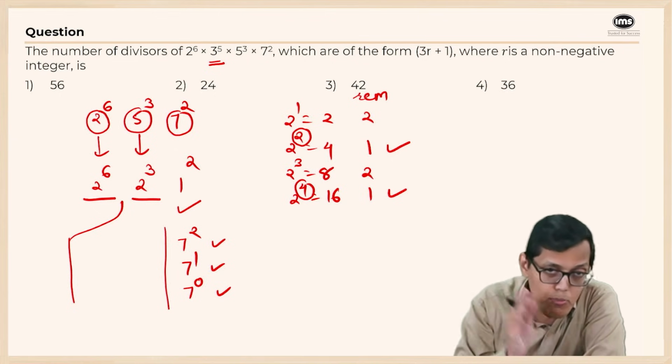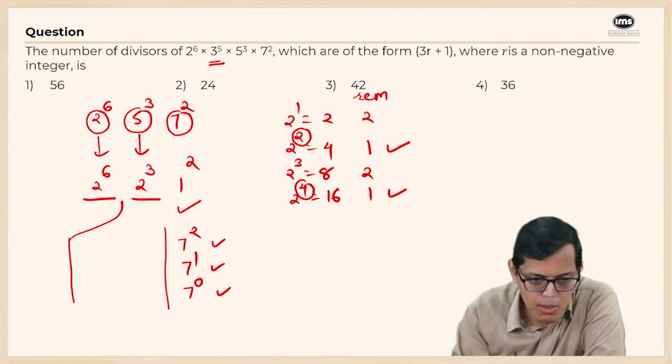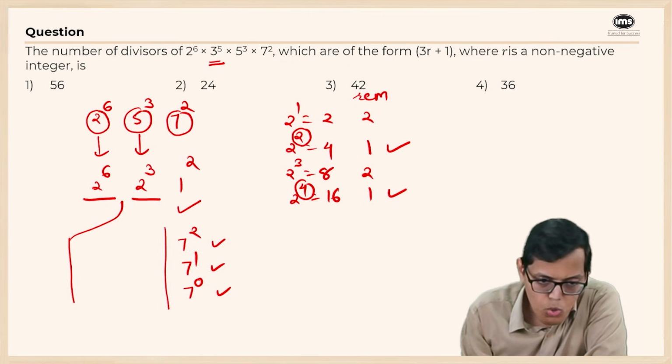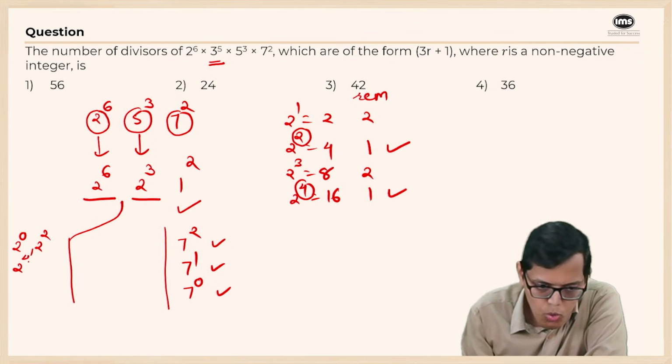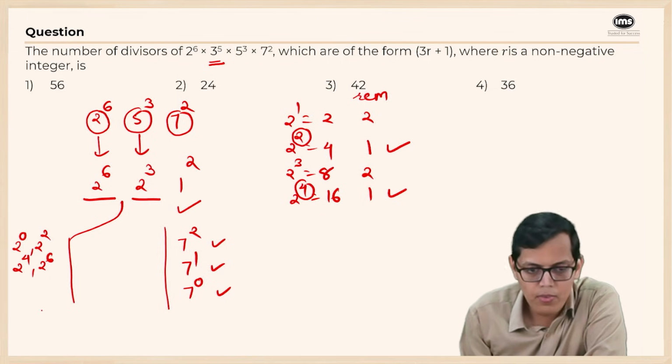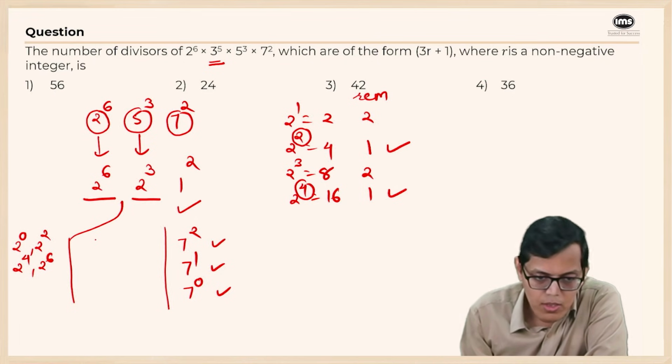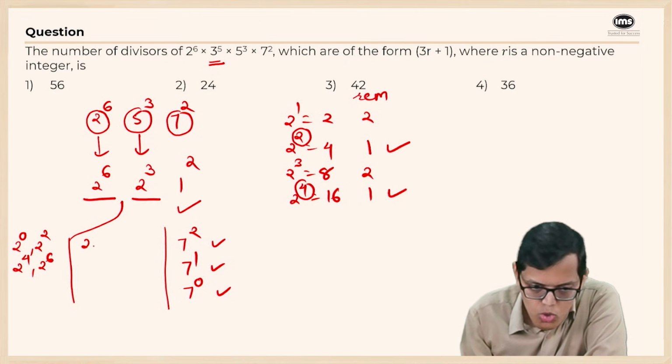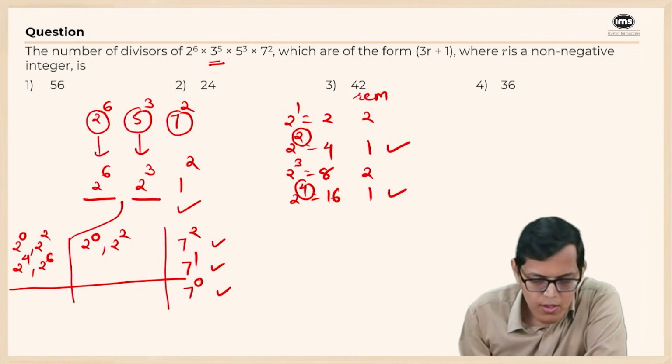Or both of them can provide an even number of 2's. Let me show you how. 2 raised to 6 can be asked to produce 2 raised to 0, or 2 raised to 2, or 2 raised to 4, or 2 raised to 6. In turn, 2 raised to 3 can give us 2 raised to 0 or 2 raised to 2. Here the powers of 2 are even. Here also the powers of 2 are even only.